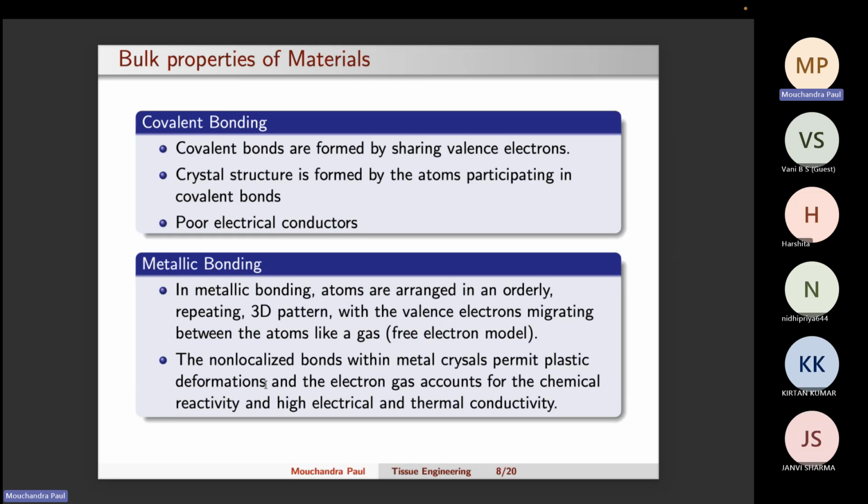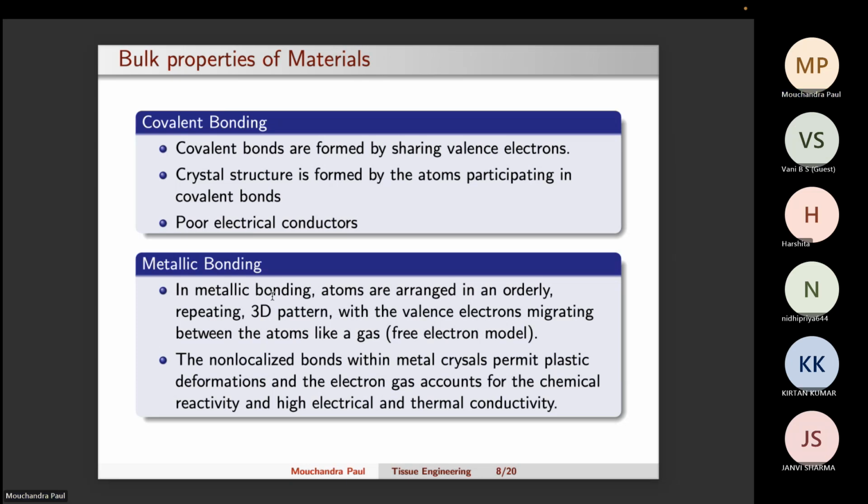And because of the presence of free electrons moving around, these metallic bonds contribute to solids having high electrical and thermal conductivity. Means they are very good conductors of electrical current and heat as well.